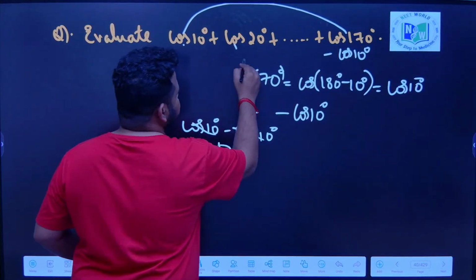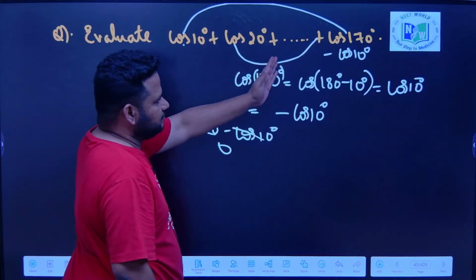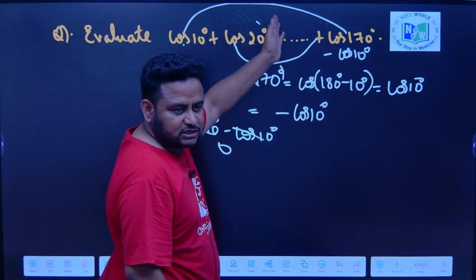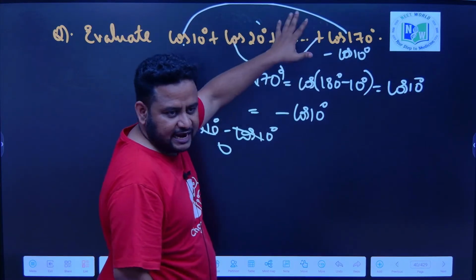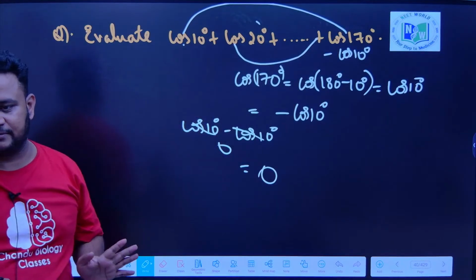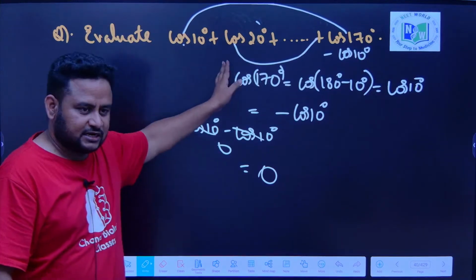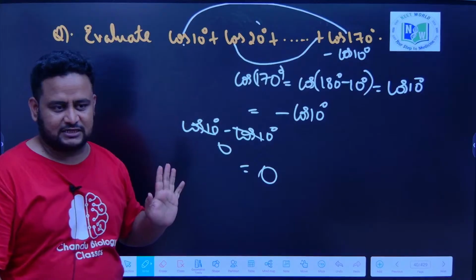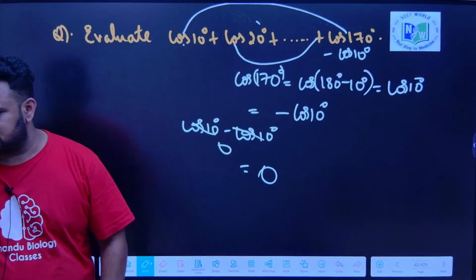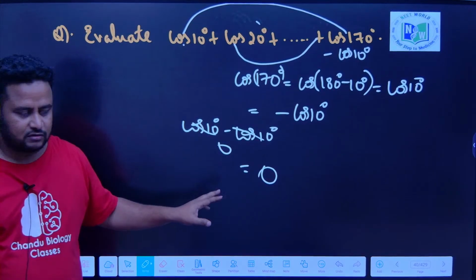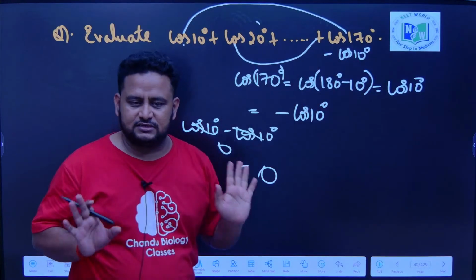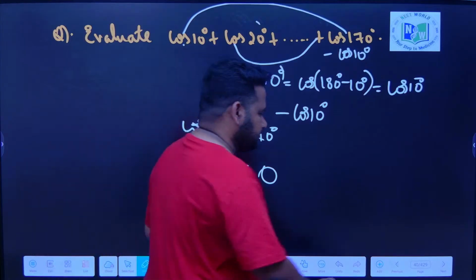0. Similarly, this and the next one: cos 160 and cos 20 will give me 0. Cos 30 and cos 150 will give me 0. Cos 40 and cos 140 will give me 0. So everything adding, you will get 0. So the answer to this question is 0. Got it? This is called pairing: first one and last one, second and second last, third and third last, fourth and fourth last, fifth and fifth last. Main thing you have to focus on: if this and this add up to 0, the remaining values will also be 0 itself. Clear? Next one.